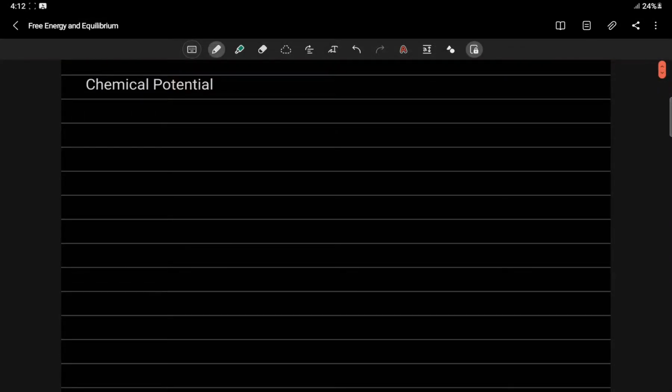What we're doing with Gibbs free energy so far is we're calculating the change in free energy at constant temperature and pressure, tapos yung number of moles ay hindi nagbabago, so constant din yon. That's why we normally calculate molar Gibbs free energy.